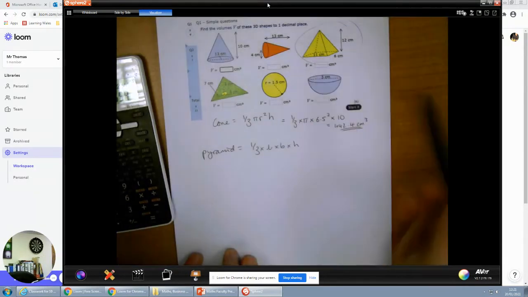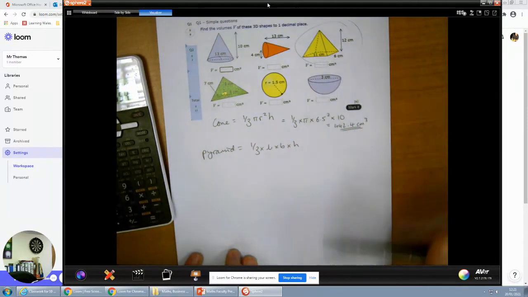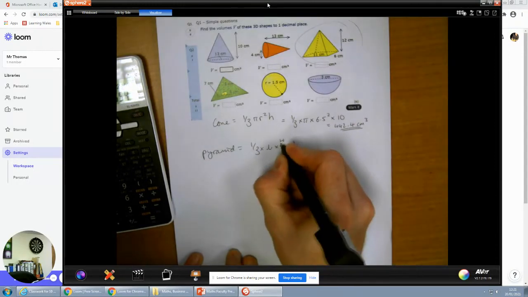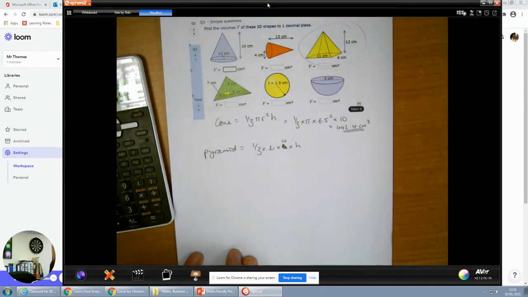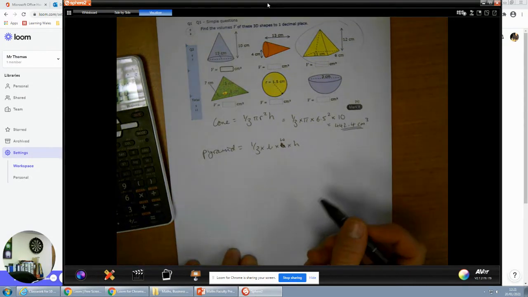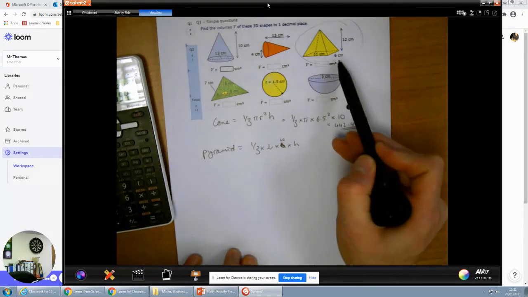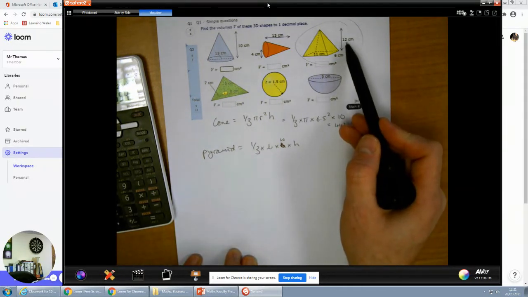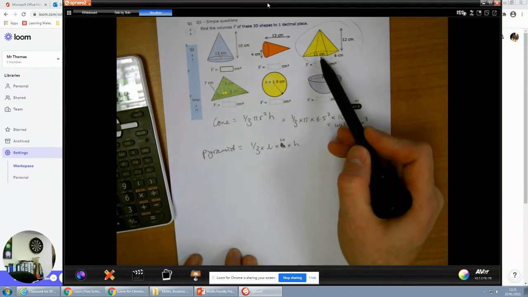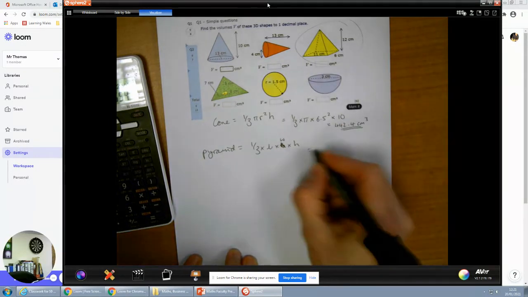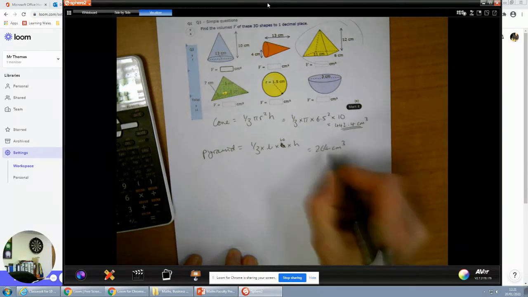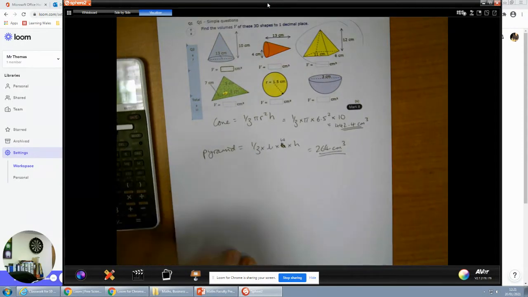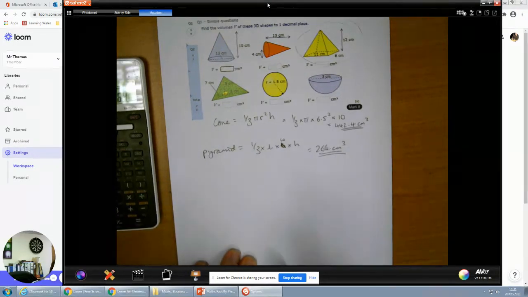So here the length is 11, the width is 6, the height is 12. I should have called that width really, shouldn't I? So it's length times width times height. Type that in the calculator. Actually, we can do this in our head. 1/3 of 6 is 2. 2 times 12 is 24, and then 24 times 11 is 264. So that's 264 centimeters cubed. Didn't come out as a decimal, so you don't need to round it to a decimal place.